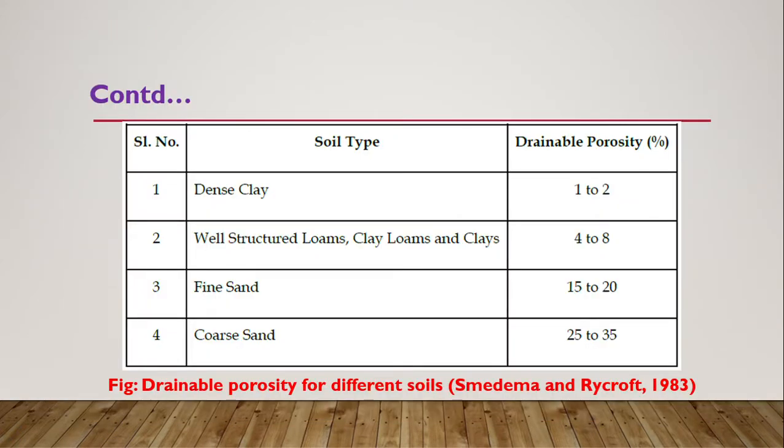Now we will see the percentage of drainable porosity for different types of soil. Here for dense clay it is very much lower, 1 to 2% is the drainable porosity for dense clay, because clay is a very fine textured particle, so it has very small sized pores, so the amount of water drained will be lesser. While in the case of coarse sand, it is a very large particle and it will have very large sized pores. So due to that, the amount of water drained will be higher. So the drainable porosity is also higher. It will be 25 to 35%. All these values are taken from Smedema and Rycroft, 1983. Their article, I have taken these values.